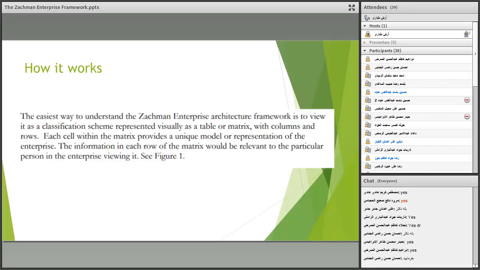So as we said, the Zachman Enterprise Framework consists of a set of cells, and you should put a model in each cell. Each model is a representation of the enterprise.